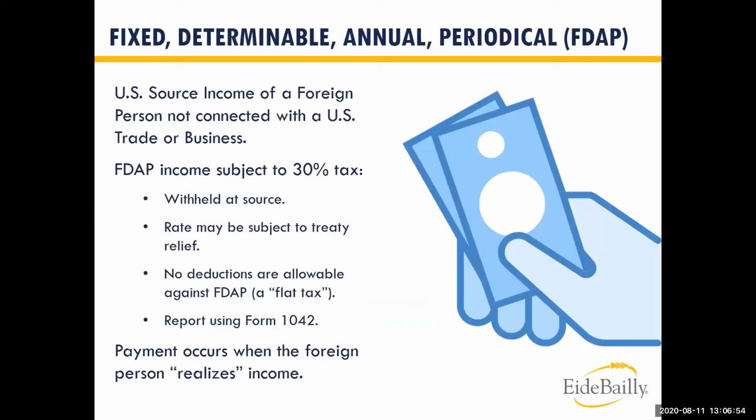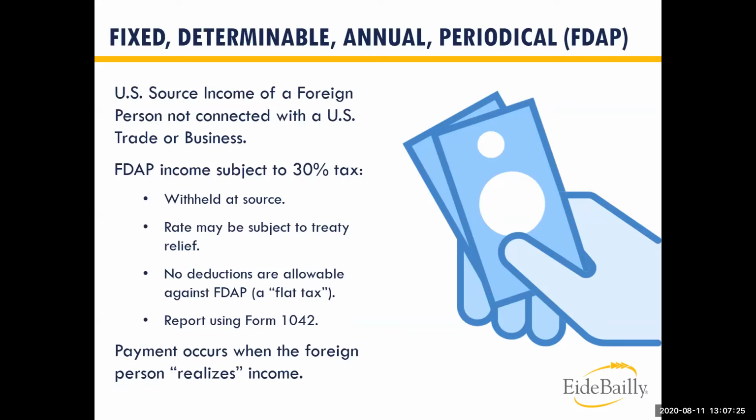Okay, so the first type of income, and the one that we'll be mostly focused on, is FDAP, and that stands for Fixed Determinable Annual or Periodic Income. This type of income is income that is not connected with a U.S. trade or business, and it's subject to withholding tax of 30%.